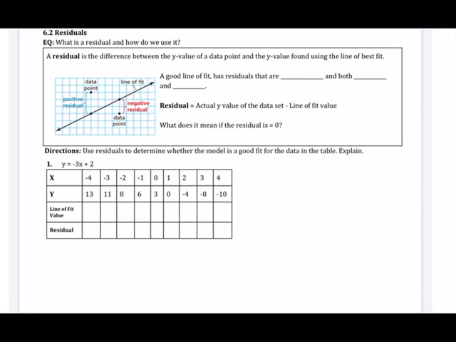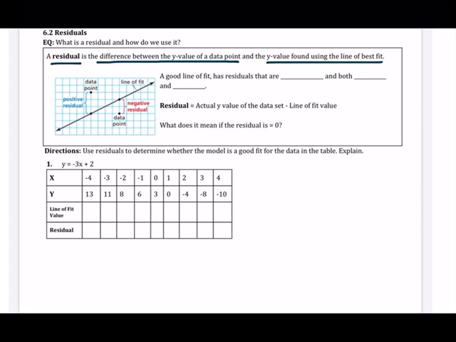So our goal in today's very short section of notes is to identify what a residual is and how we use it. A residual is the difference, meaning subtraction, between the y value of a data point, the actual y value, and the y value that we find using a line of fit.